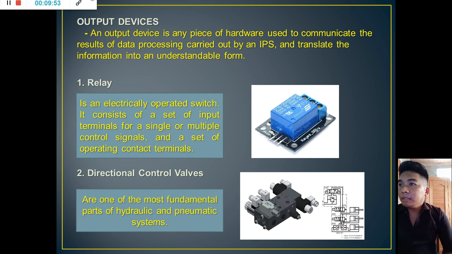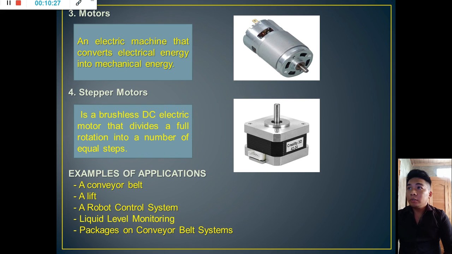It consists of a set of input terminals for single or multiple control signals and a set of operating contact terminals. So it works by opening or closing the circuit. So it is commonly used in motorcycles for the signal lights. Directional control valves are one of the most fundamental parts of the hydraulic and pneumatic system. So it works by controlling the direction of the liquid or the gas.